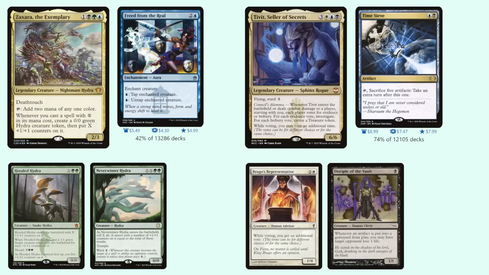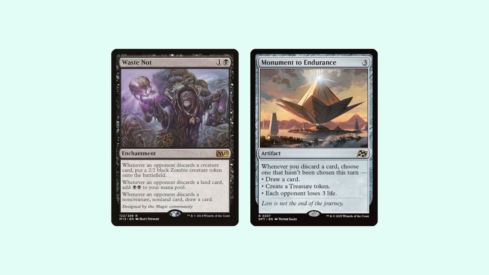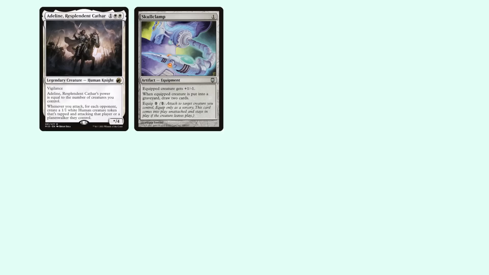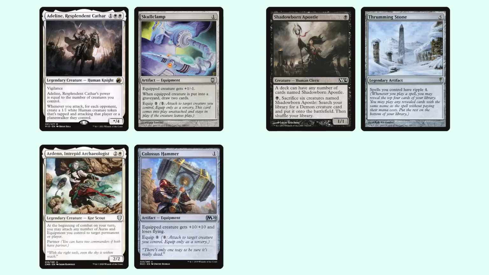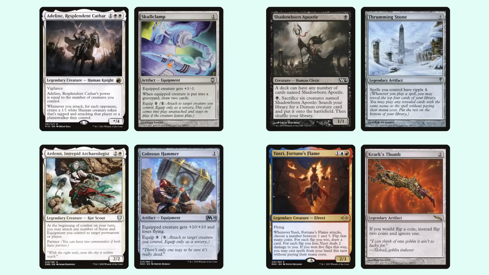The same goes for cards that are more in the realm of engines. I gave a couple more minor examples of this in a recent video, Waste Not in a discard deck and Monument to Endurance in a cycling deck, but there are numerous examples of commanders or archetypes with one specific mid-game card that goes absolutely crazy. Skullclamp with tokens, Thrumming Stone in a Shadowborn Apostle deck, Colossus Hammer in an Ardenn deck, and so on. However, I want to focus on one in particular as an illustrative example, Krark's Thumb in a Yusri deck.